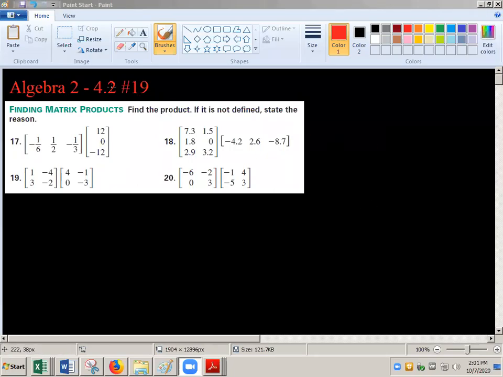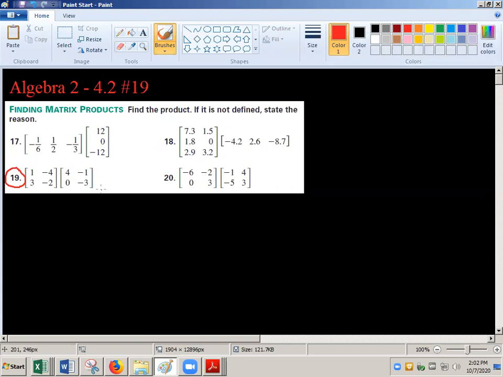So we're going to start out looking at 4.2, number 19 here. In this problem, we just want to find the product, if possible. If it can't be done, then we're just going to say, can't do it, and this is why. And the reason is the dimensions don't match up.